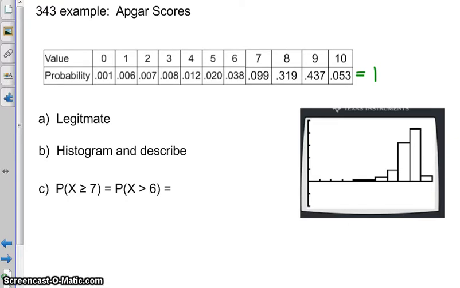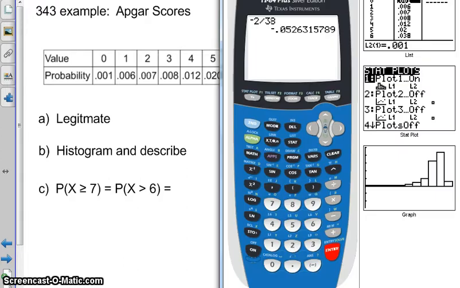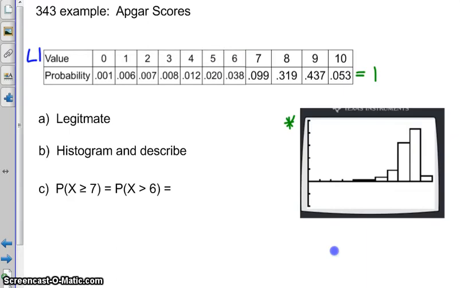The piece I want to show you quickly is the idea of the histogram when we put that on the calculator. And how did I come up with this? We're used to putting our data into the calculator. In this situation, it's already in there, I'm going to put my outcomes in list 1 and my probabilities in list 2.